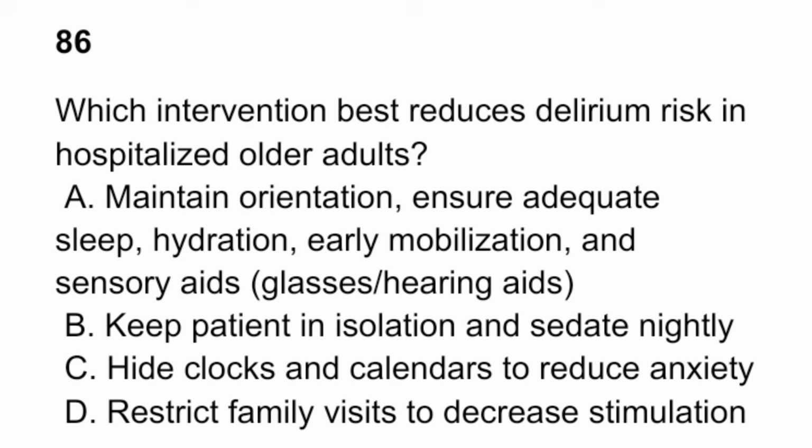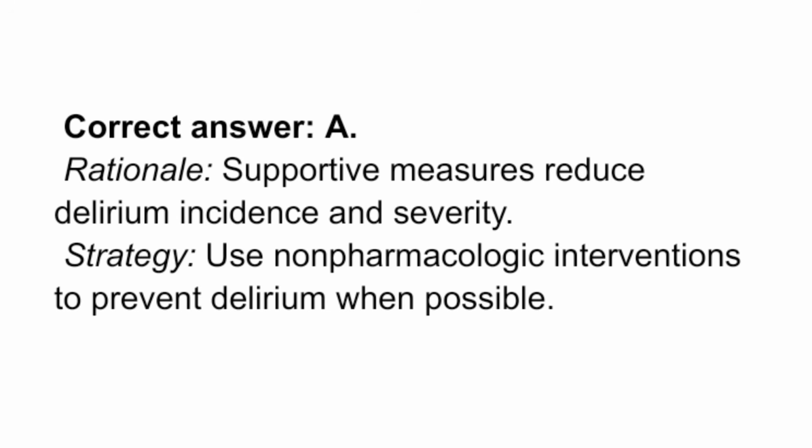86. Which intervention best reduces delirium risk in hospitalized older adults? A. Maintain orientation, ensure adequate sleep, hydration, early mobilization, and sensory aids, glasses/hearing aids. B. Keep patient in isolation and sedate nightly. C. Hide clocks and calendars to reduce anxiety. D. Restrict family visits to decrease stimulation. Correct answer, A. Rationale: supportive measures reduce delirium incidence and severity. Strategy: use non-pharmacologic interventions to prevent delirium when possible.